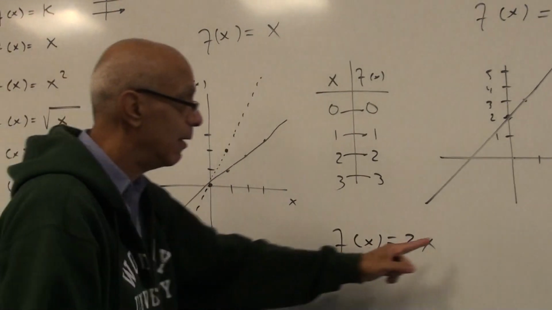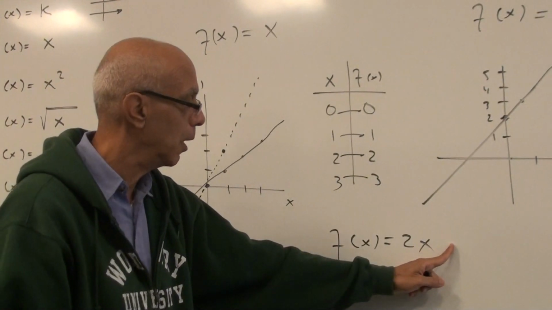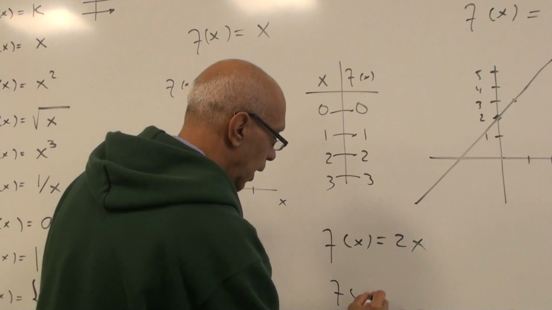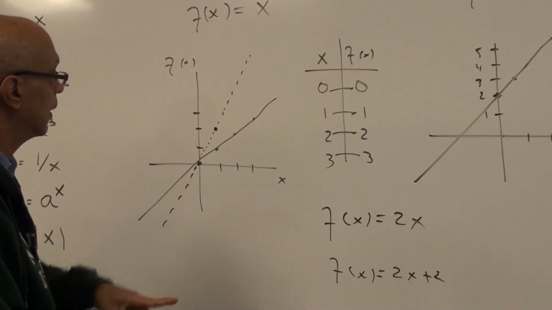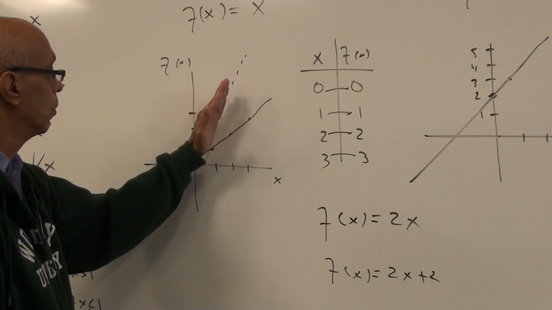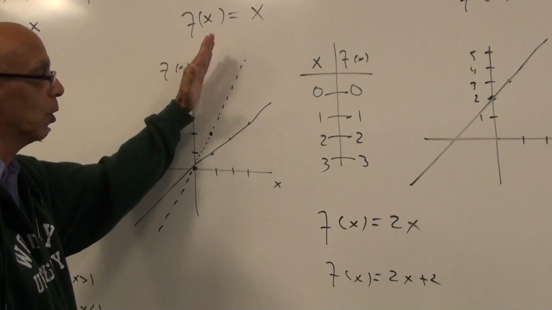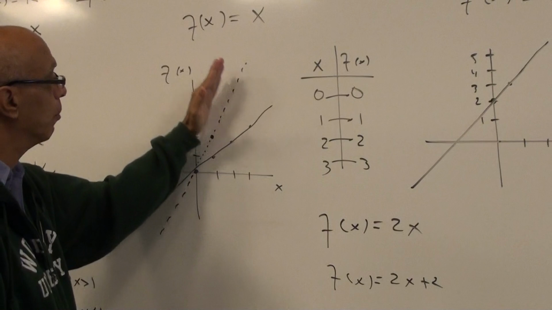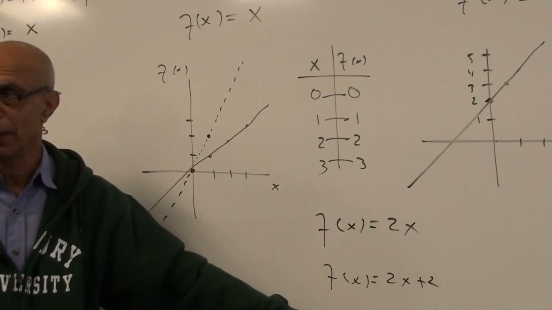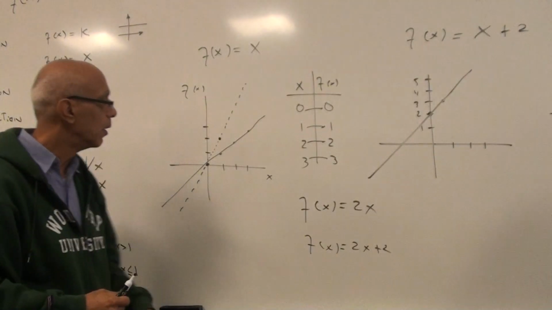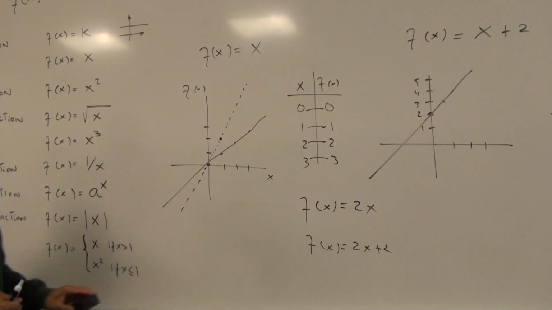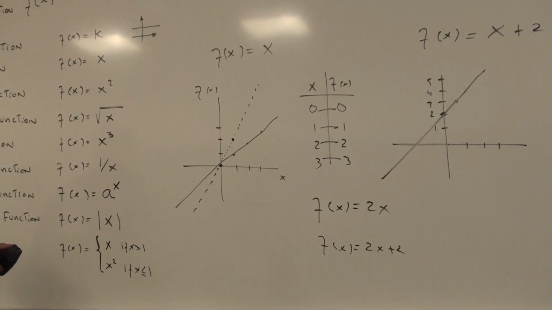And if I add 2 again here, if I make f of x equals 2x plus 2, what's going to happen is now this whole line is going to move up by 2. And it's going to be a parallel line, okay? Very good. All right, so let's move on now to the next.